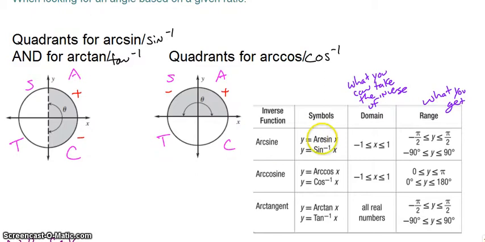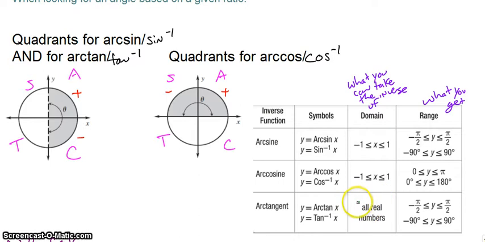So if we're looking at our symbols, we have arc sine, inverse, our domain for sine and cosine is -1 to 1, because the highest x and y value we can get within the unit circle is 1 or -1, due to the fact that we have our radius. Like over here, we would have a cosine of -1, here we'd have a sine of -1, and then +1, +1.